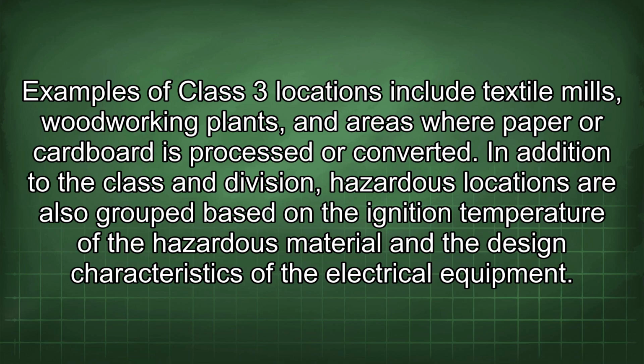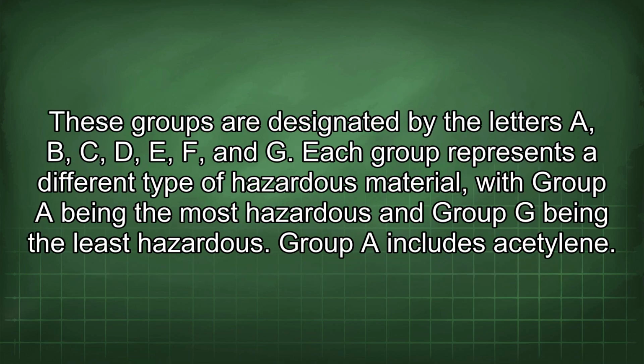In addition to the class and division, hazardous locations are also grouped based on the ignition temperature of the hazardous material and the design characteristics of the electrical equipment. These groups are designated by the letters A, B, C, D, E, F, and G. Each group represents a different type of hazardous material, with Group A being the most hazardous and Group G being the least hazardous. Group A includes acetylene.